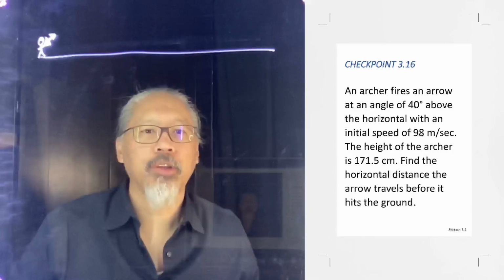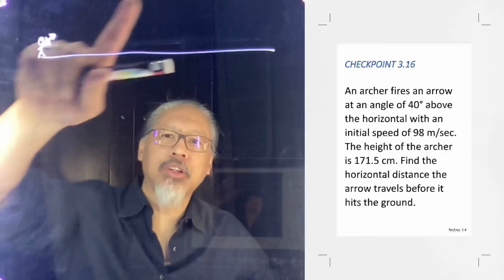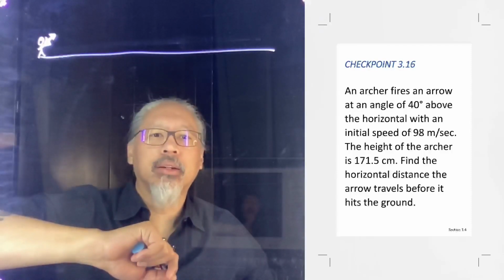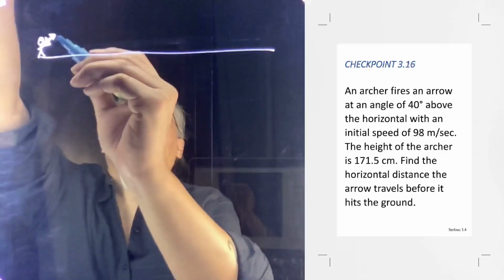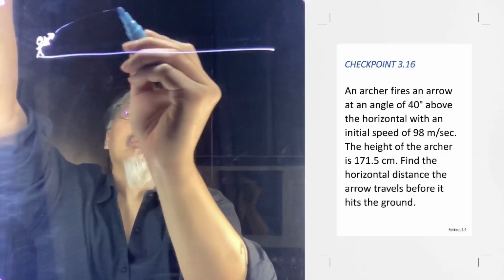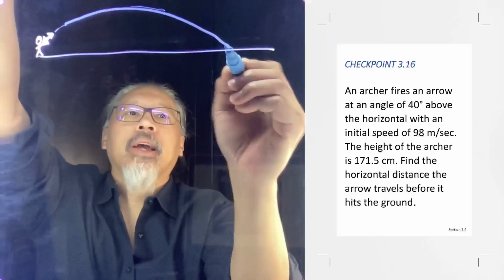Hello, this is checkpoint 3.16. Let's take a look at a projectile problem where we have to shoot an arrow and we want to find out how far it goes. So generally we're going to shoot an arrow, and because of gravity it'll eventually land somewhere.